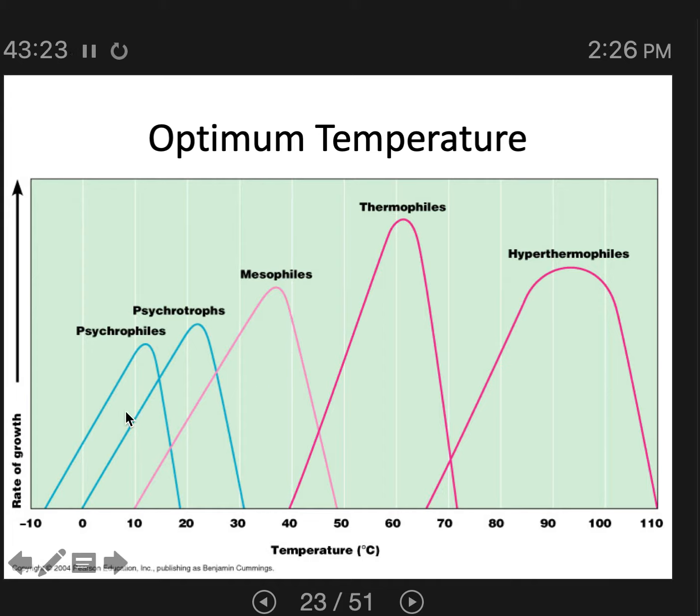This is sort of like the Goldilocks of microbes, right? This is like the oatmeal story in the Three Bears.